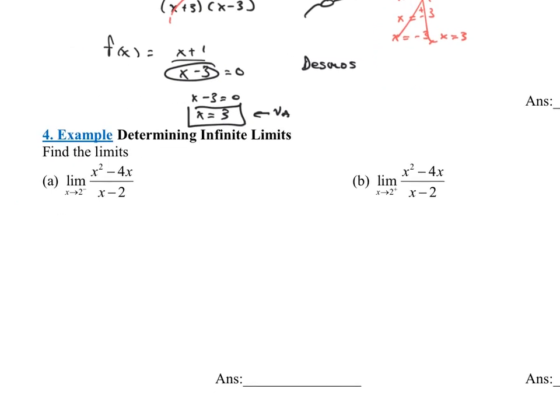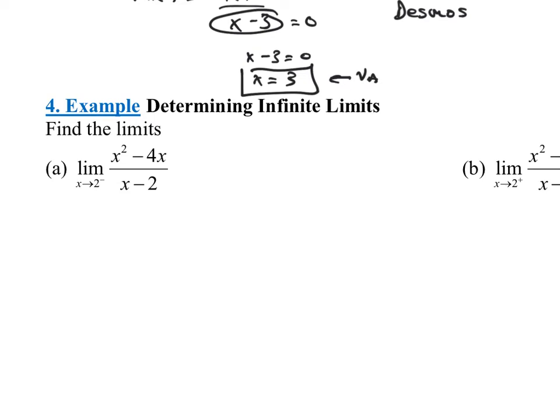Let's continue on for the next ones. It says find the following limits. Essentially what they're asking is, what type of function is this? Do we have any vertical asymptotes at these points? So if I look at this function right here, they have an x in common, so that'd be x times x minus 4 all over x minus 2.